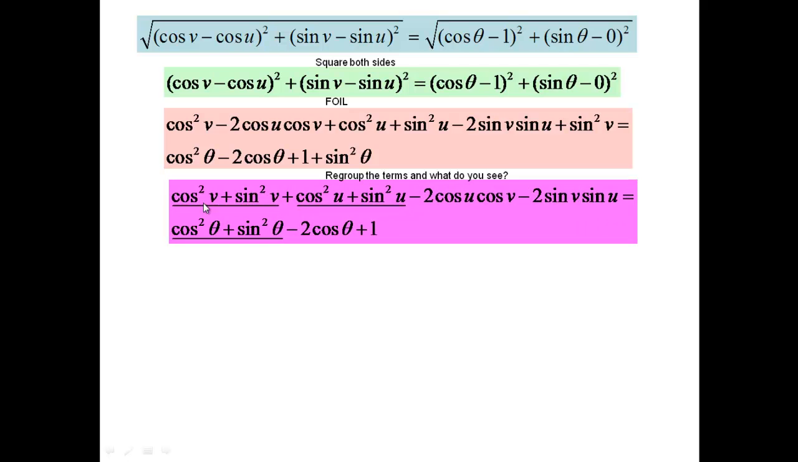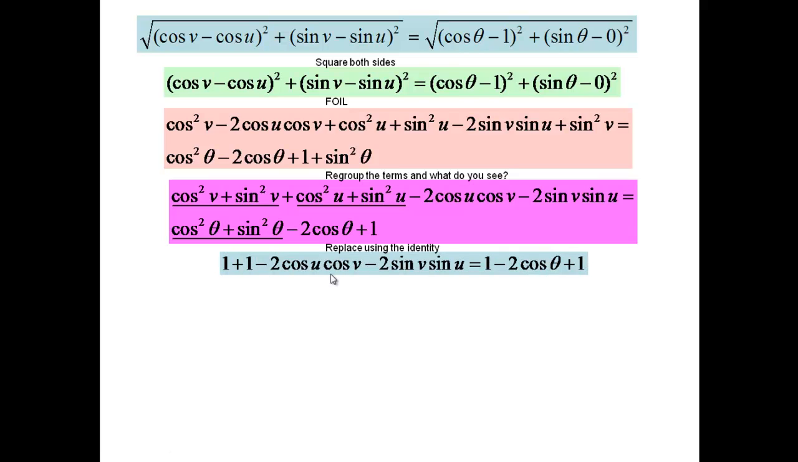If I group together these angles that have V and U, you should notice something we've seen before. Cosine squared plus sine squared. That's an identity. We know that's going to be 1. It's true for all three of these. So let's go ahead and plug that in. Let's replace using the identity, and we see all these values become 1. Way easier to work with.